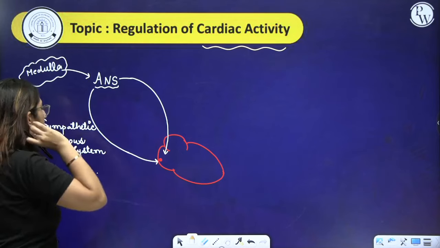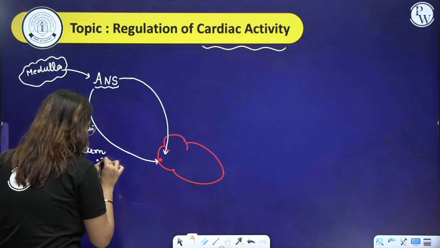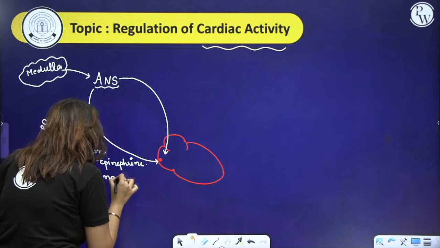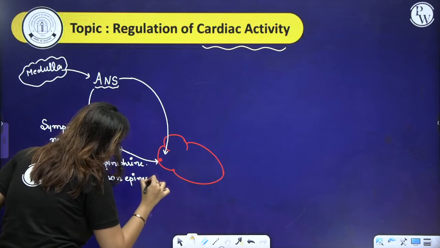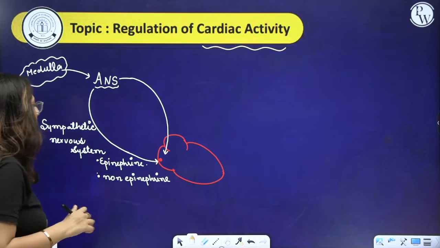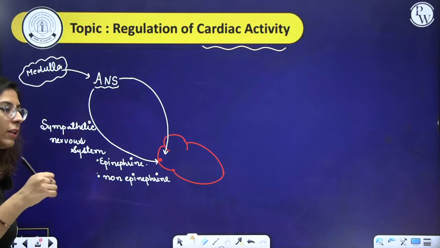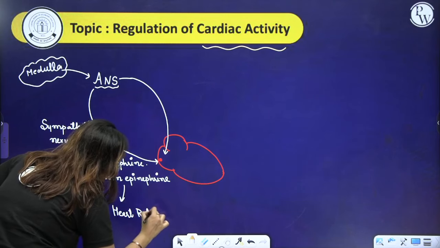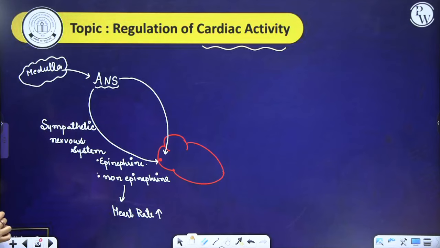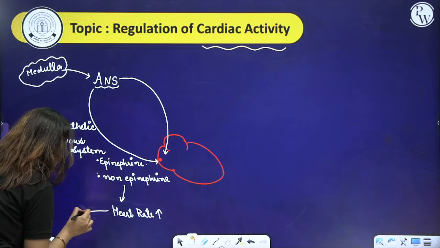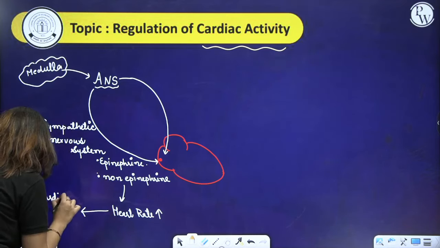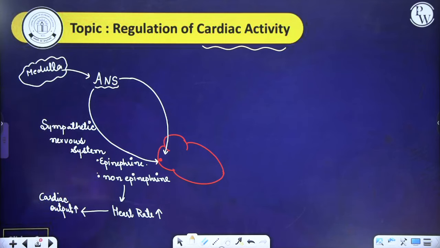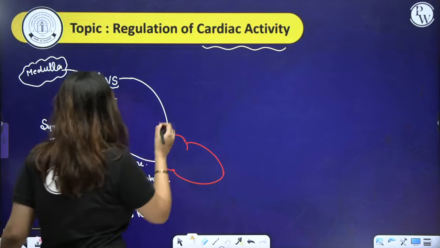And here the chemicals released are epinephrine and norepinephrine. So, which one will be released? The epinephrine and norepinephrine. These will be released. Now, what will happen? They will increase the activity of the SA node. So the heart rate will increase. When heart rate increases, can I say the cardiac output increases? Yes. So, cardiac output increases. Clear, everyone? Okay. Let's talk about the parasympathetic.